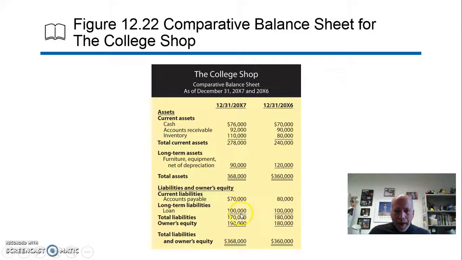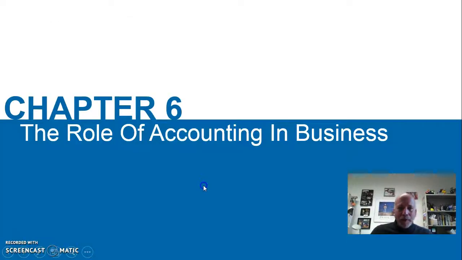Then we look at our liabilities and owner's equity. Again, the two numbers match, 368, 368. But we can tell by doing a comparative balance sheet what looks different this year than what it was last year. So that concludes the second portion of our video, looking at the balance sheet as well as the cash flow statement and the owner's equity position.